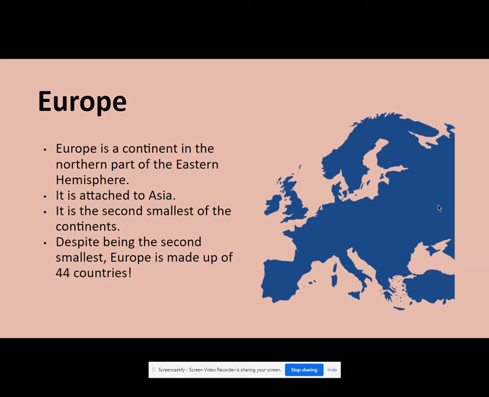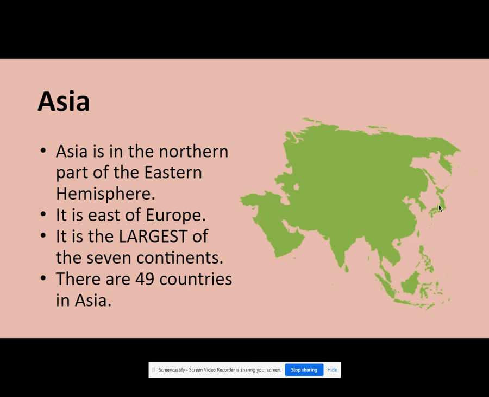Europe is attached to Asia, and despite the fact that they are attached to one another, they are 2 separate continents. They are separated because of different physical geography aspects of the land, and then there are some cultural differences as well. It is the second smallest of the continents, but despite being the second smallest, it is made up of 44 countries.